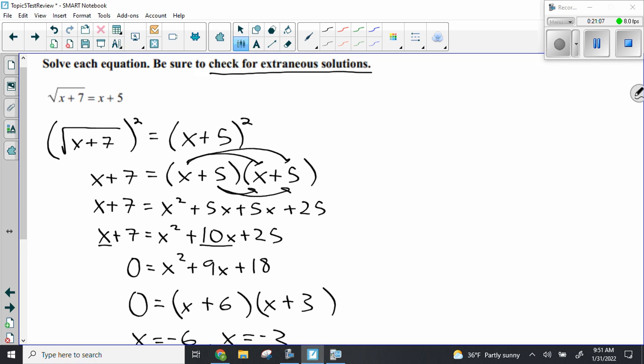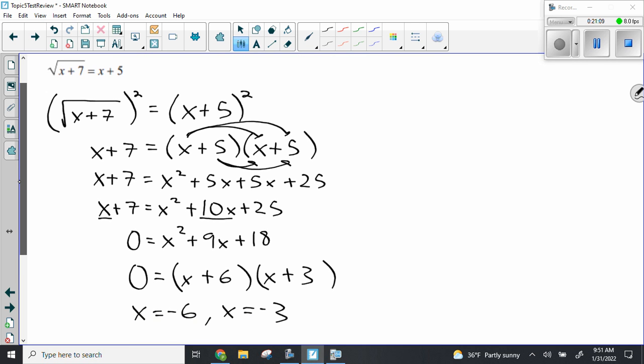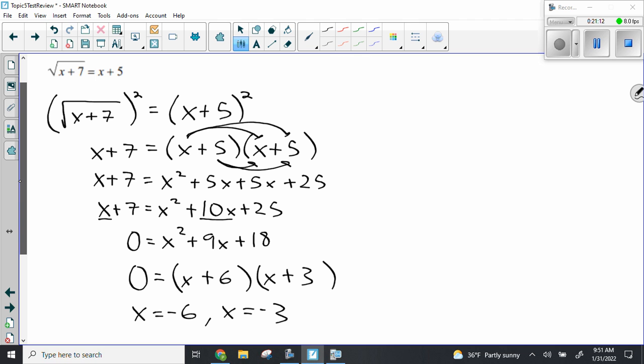I'm going to plug each of those values into my original equation. In other words, I'm going to substitute them for x. So let's try -6: the square root of -6 plus 7, is that equal to -6 plus 5? So is the square root of 1 equal to -1? No, because the square root of 1 is 1, and 1 does not equal -1. So I'm going to say this guy is out.